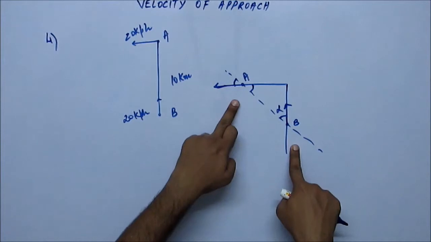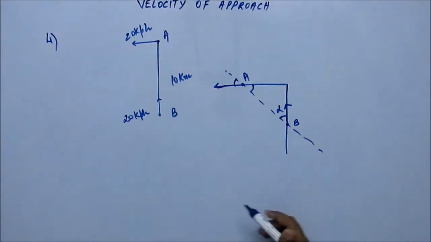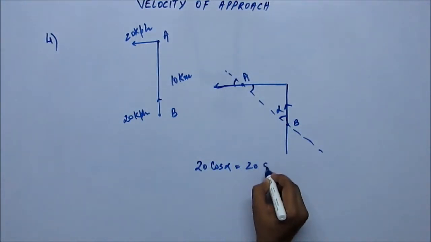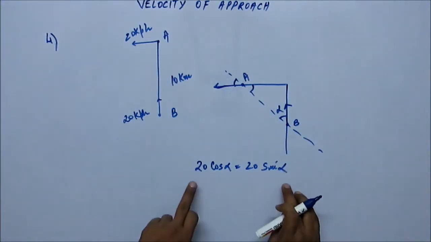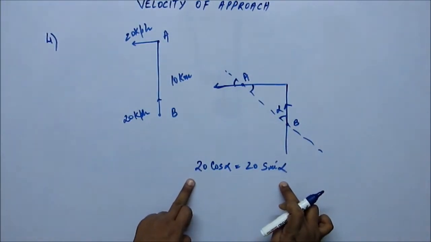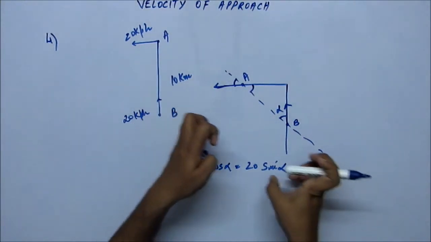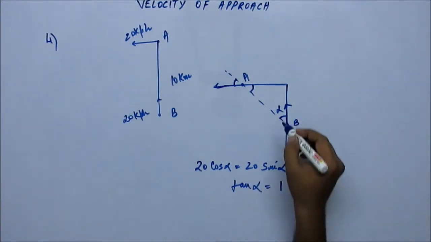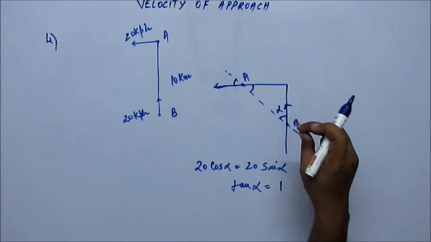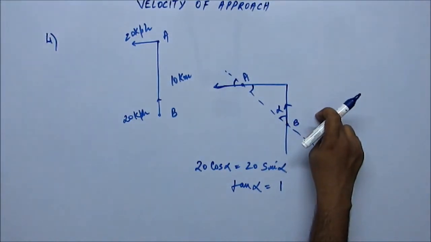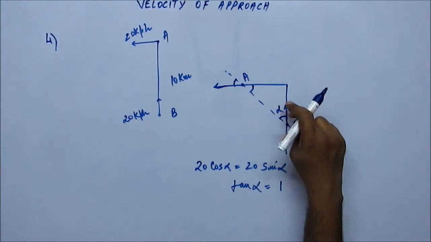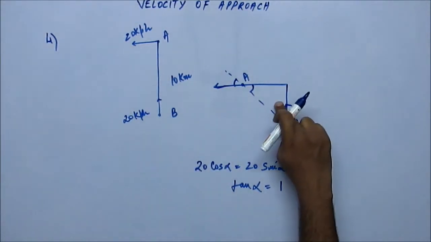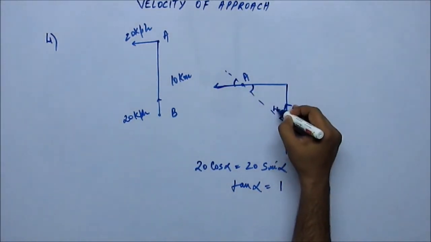And if we have to make the velocity of approach 0, then at this instant 20 cos alpha should be equal to 20 sin alpha, because then only the velocity of approach would be 0, and that would be the condition for the closest approach of the two trucks. This gives us tan alpha is equal to 1. So this alpha would be 45 degrees. When alpha is 45 degrees, that is the instant at which the trucks are closest to each other. So if this is 45 degrees, this is also 45 degrees.